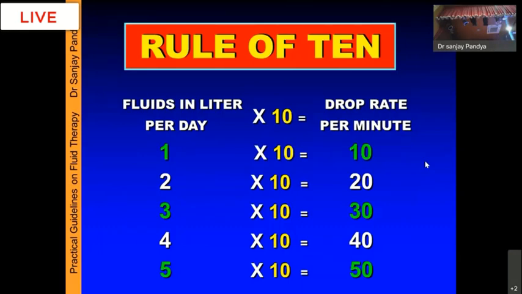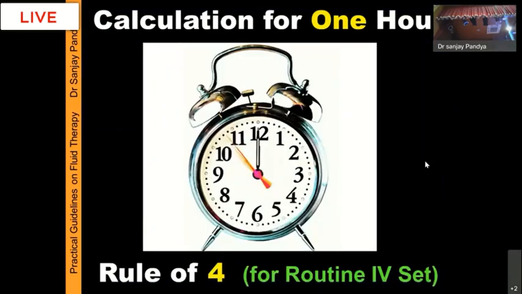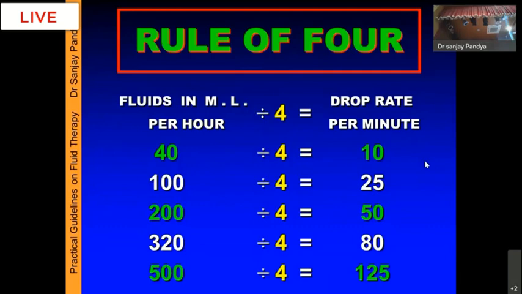It's so simple. Two groups, my pediatrician friend and my anesthetist friend, they don't like rule of 10. Sir, for us it is not in 24 hours, it is in 1 hour. So for them, rule of 4. Okay, rule of 4 is 100%. There is no complaint. And it's also equally simple, volume to be delivered in an hour.